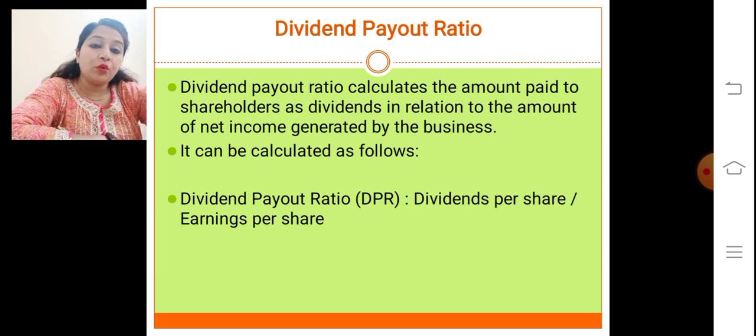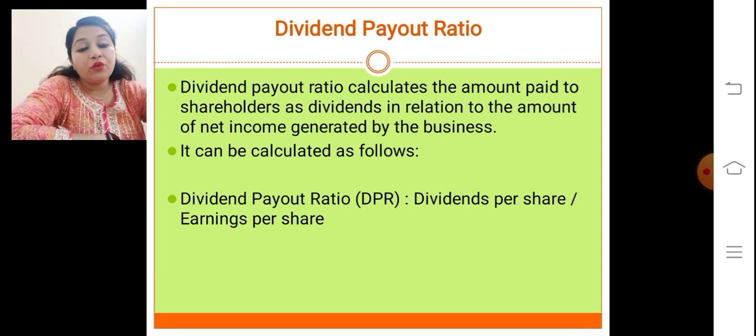Next, dividend payout ratio. Dividend payout ratio calculates the amount paid to the shareholders as dividend in relation to the amount of net income generated by the business. It is calculated as dividend payout ratio is equal to dividend per share upon earning per share.